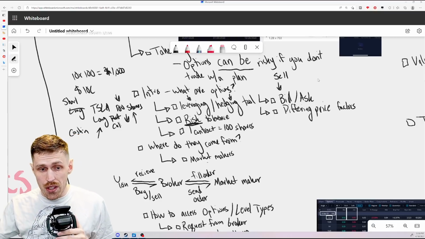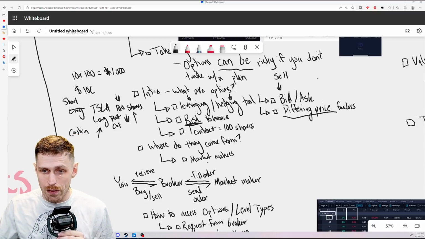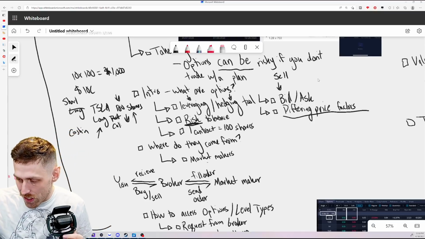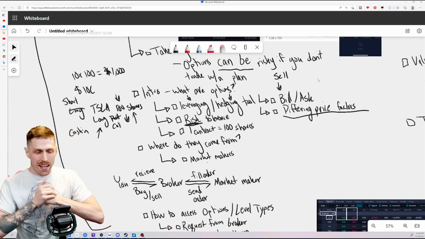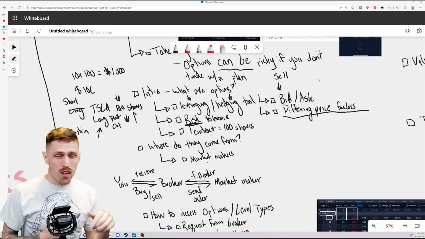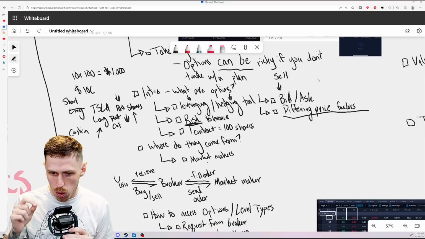That brings me into the differing price factors. There are a lot of things which we are going to dive into as we continue on, the way that options price. Stock is simple, right? If a stock goes up, you make money if you bought it. If a stock goes down, you made money if you shorted it. That's not quite the case for options. Options are a bit more complex than that.